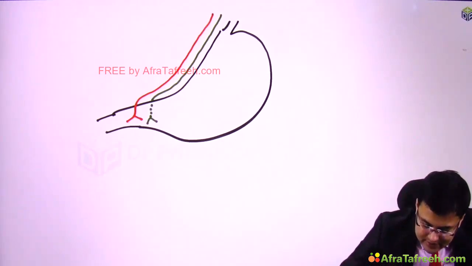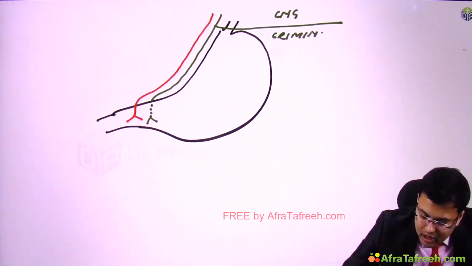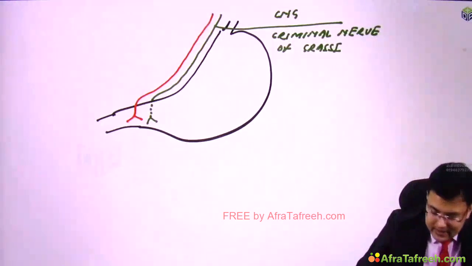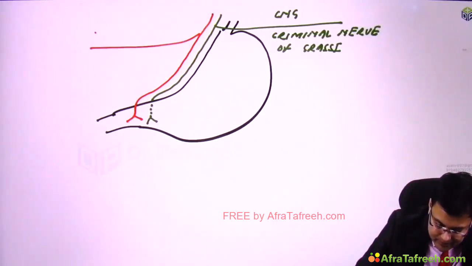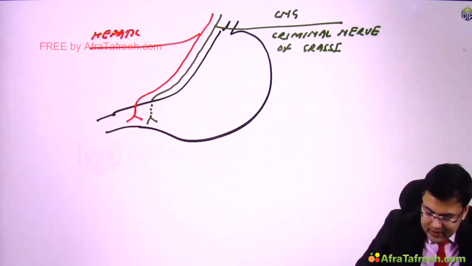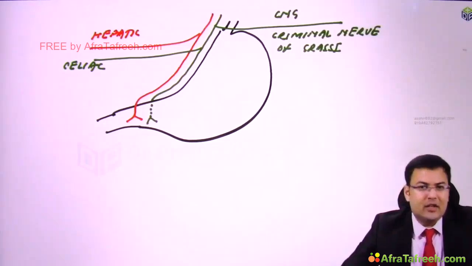First branch of right vagus is CNG. What's the full form? It's known as criminal nerve of Grassi. What is the first branch of left vagus? It's the hepatic branch. After that, what is the second branch of right vagus? This is known as celiac branch. After that, there are seromuscular branches.